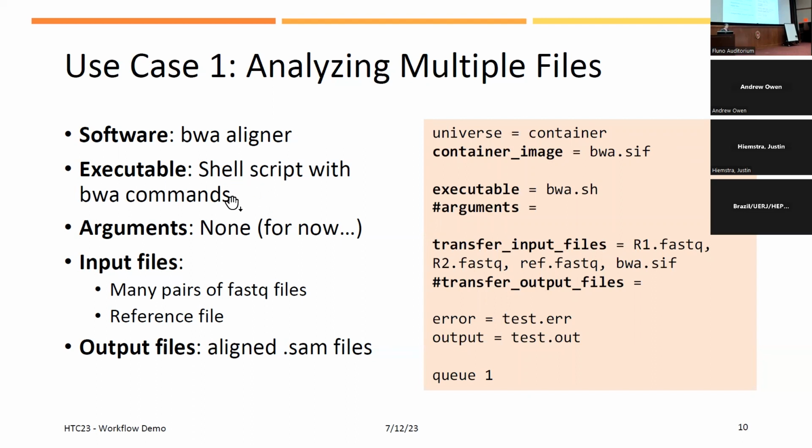My commands are going to go into a shell script, as shown here. My input files are going to be fetched to the job execution location using transfer input files. And for now, the default behavior in our setup is that any output files generated in the job will get transferred back to your home directory automatically. So I don't need to put anything specific in the submit file for that right now. And for now, we're going to submit one job.